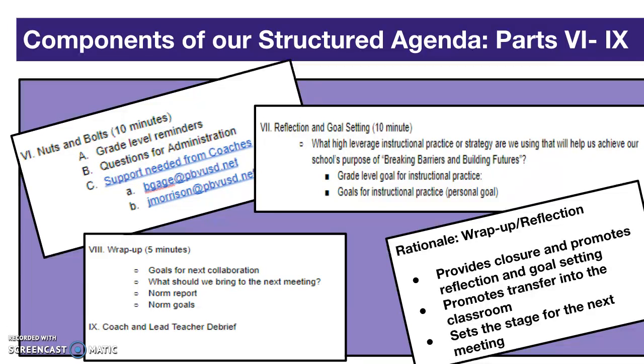The next piece is a reflection and goal setting. Looking at our school's purpose, breaking barriers, building futures. Teams identify a grade level goal.